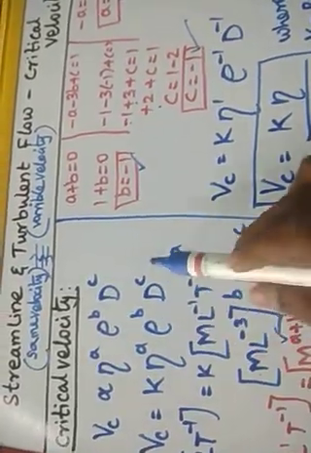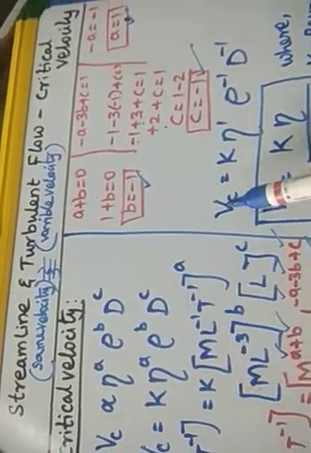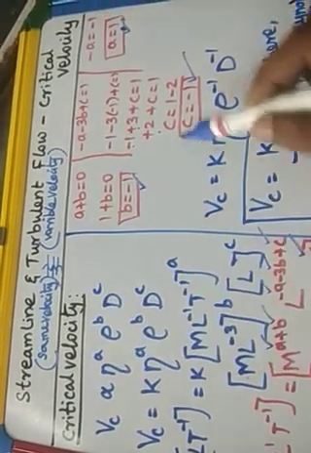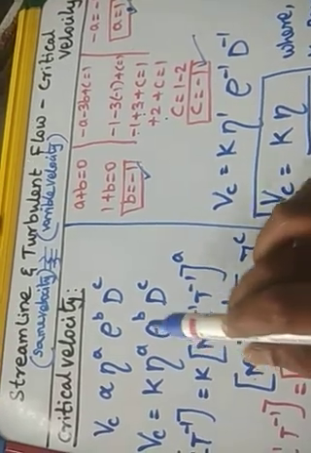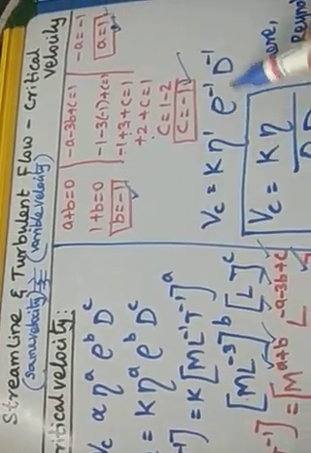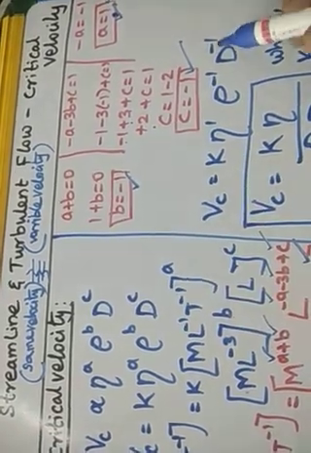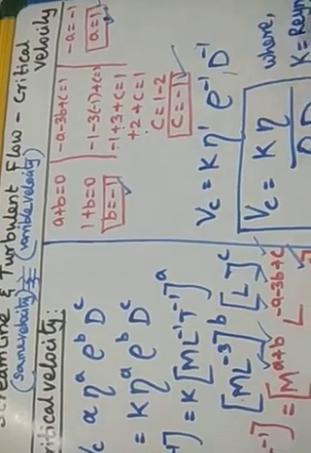Substitute these a, b, c. a is 1, and b and c here. So the critical velocity Vc is equal to k into eta power a. What is a? a is 1, so eta power 1. Then rho power b. What is b? Minus 1. So rho, the density of the liquid, power minus 1. Then the diameter of the tube d, power minus 1. So these two terms will become the denominator.